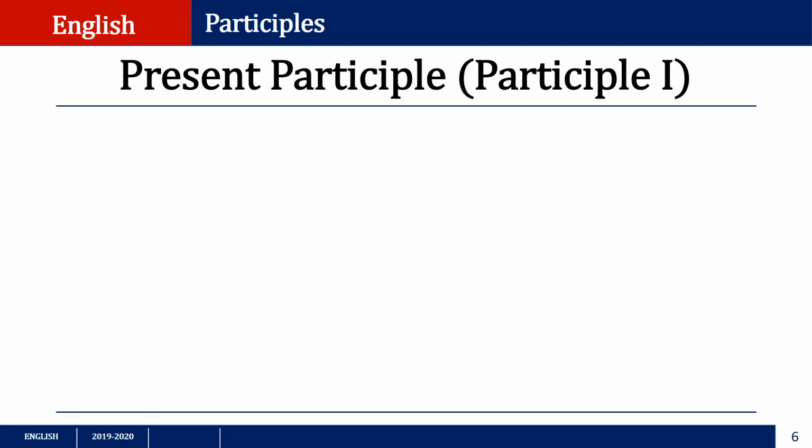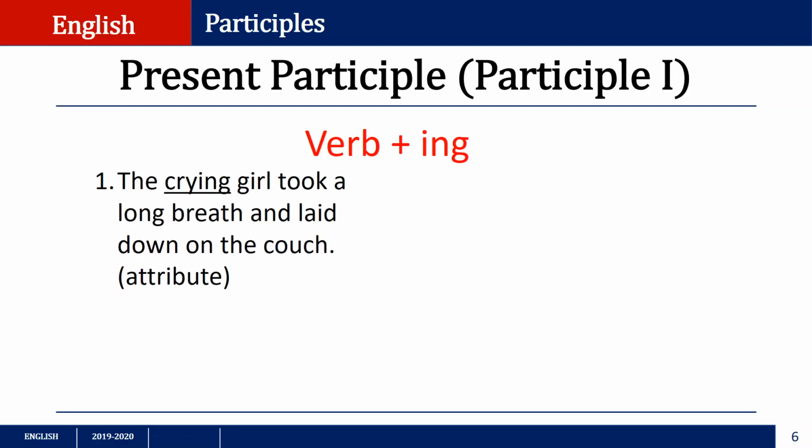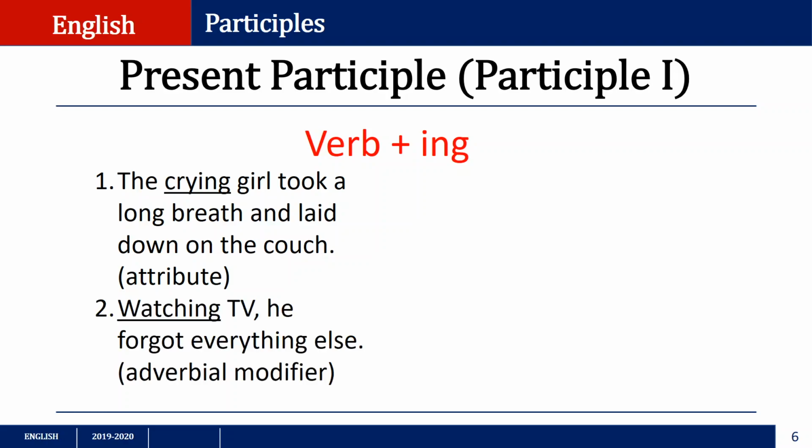Let's start from present participle, or participle 1. The form of it is verb plus ing. An example sentence is: the crying girl took a long breath and laid down on the couch. Crying is participle 1, which plays the role of an attribute or an adjective. What kind of girl? Which girl? The crying girl.